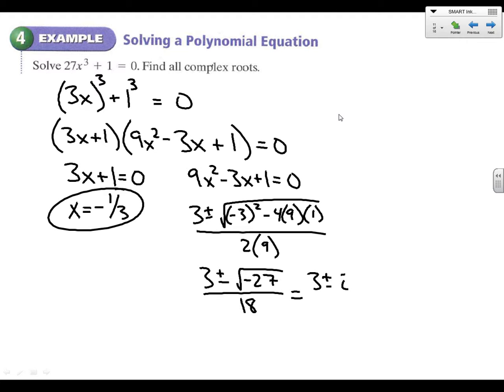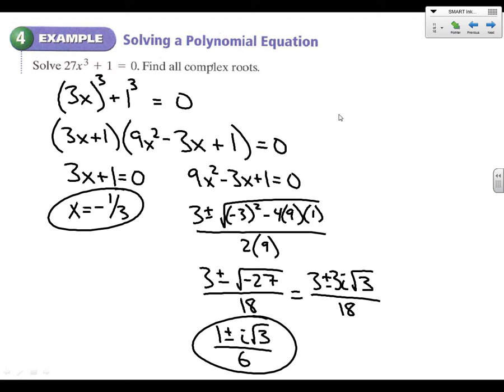All right, so the square root of negative 27 is 3 plus or minus. Got to pull that i out, remember? 27 is 9 times 3, so 3i root 3 over 18. And 3 and 3 both go into 18, so we can reduce that to 1 plus or minus i root 3 all over 6.